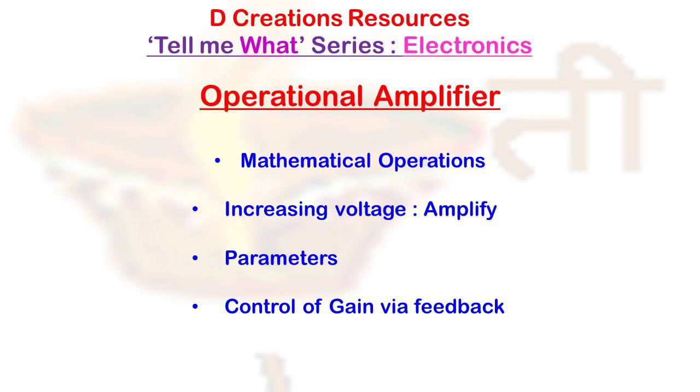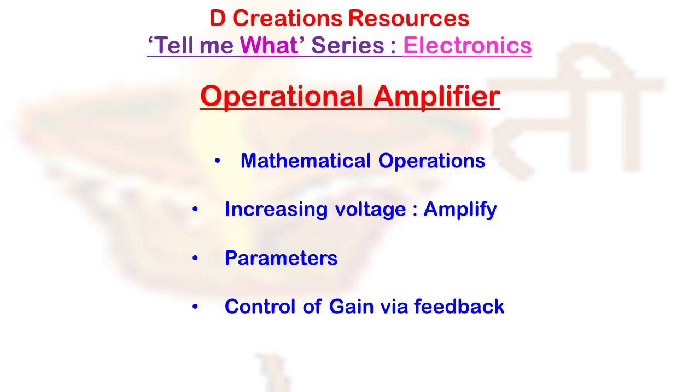Now, like input impedance, there is also output impedance. And for an ideal OpAmp, it is assumed to be 0. And this impedance is in series with the load. So, since it is 0, the output available for the load is more.